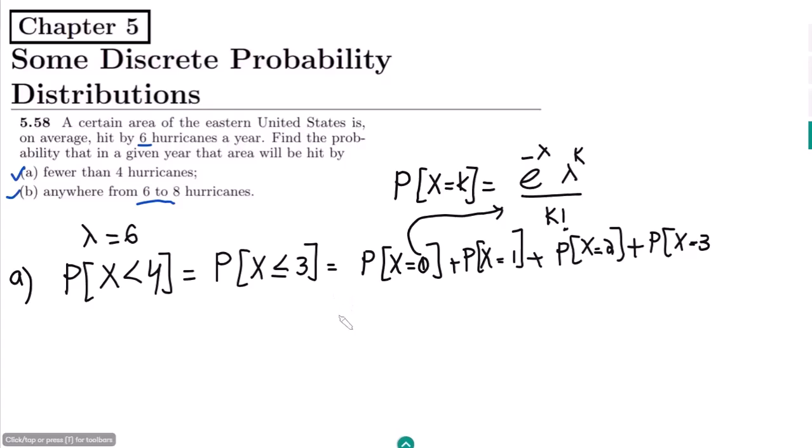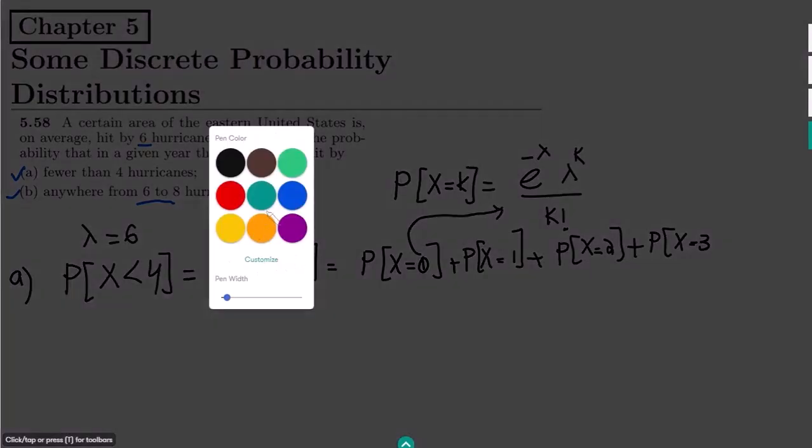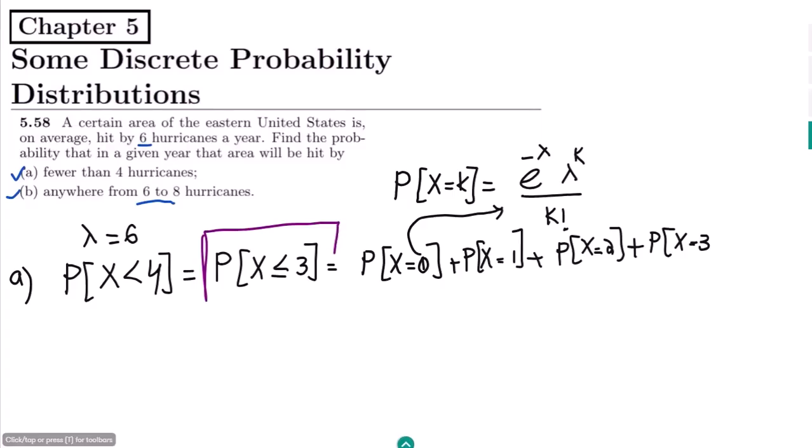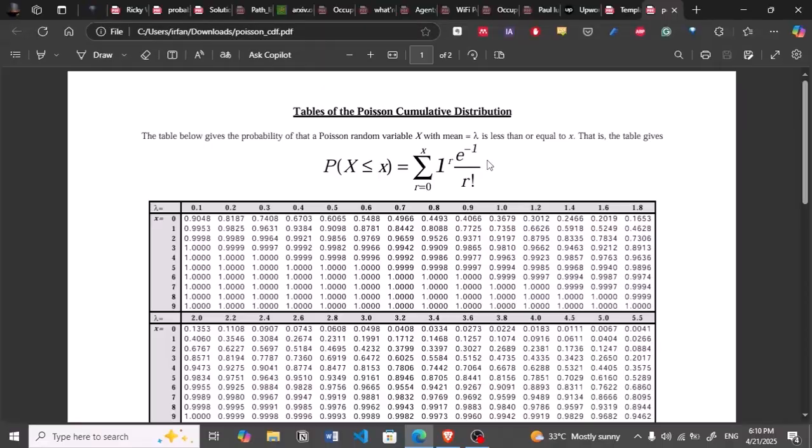The other method is the use of the Poisson distribution table. In that table we have the value of k and also the value of lambda which is given. These are the two parameters which are going to be the searchable parameters in the table. This is the probability that x is less than or equal to 3. Let me go to the table.